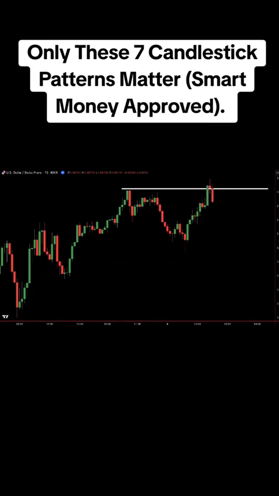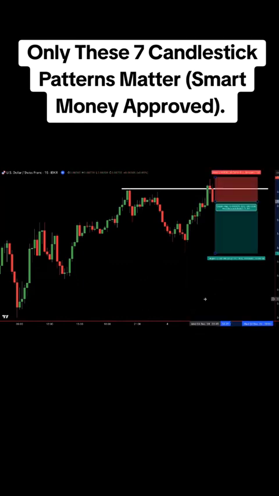So how do you trade it? Place your entry at the close of the third candle, stop loss just above the high of the second candle, target the next support level. Now look at what happened next.